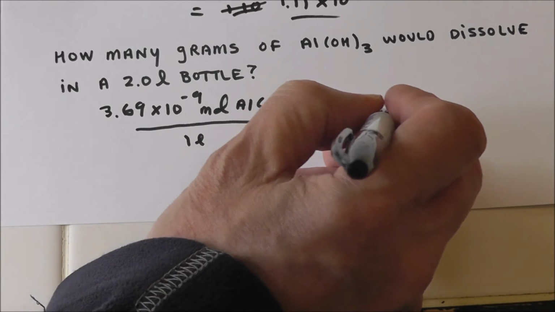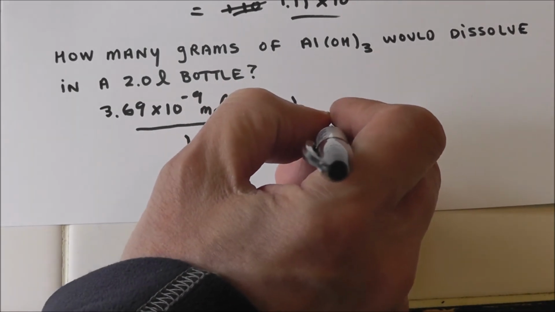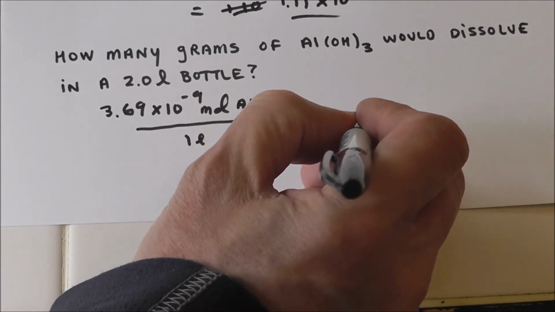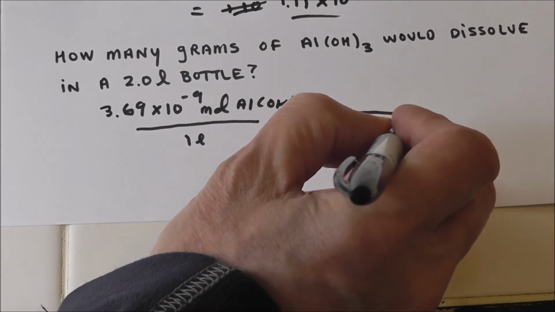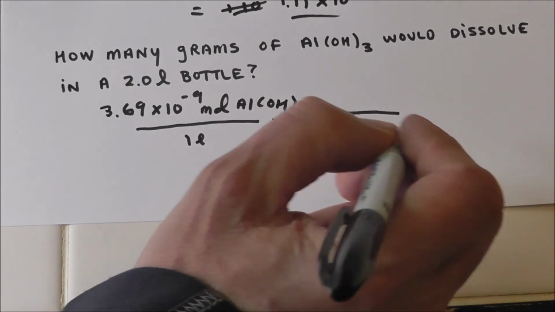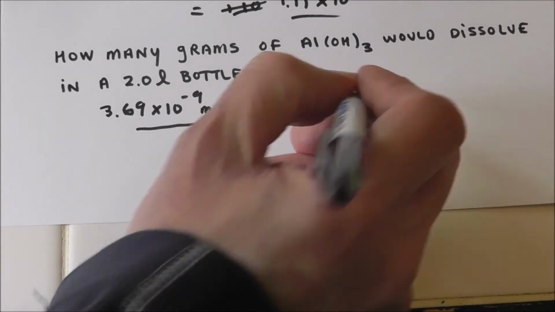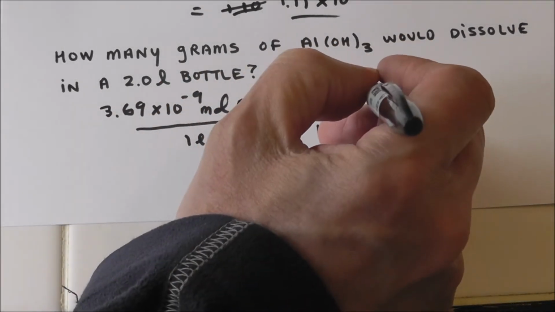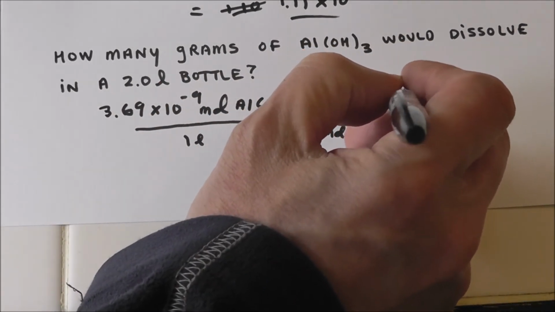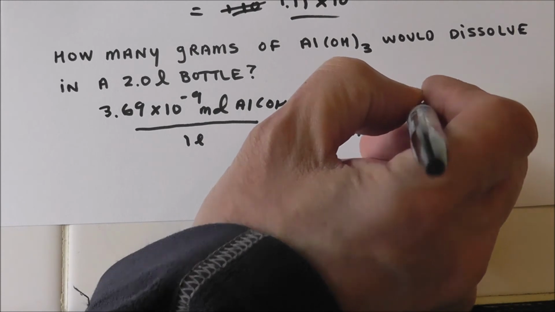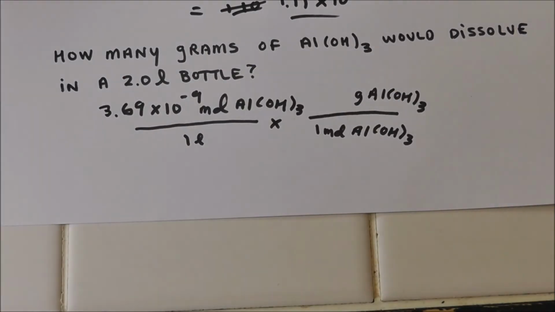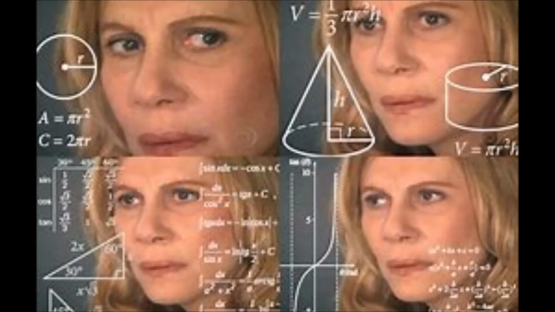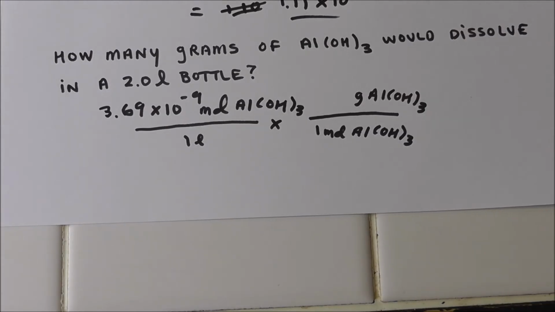Now we got to do good old Gen Chem 1. 1 mole of aluminum hydroxide is a certain number of grams of aluminum hydroxide. Get our handy periodic table out. Pause.